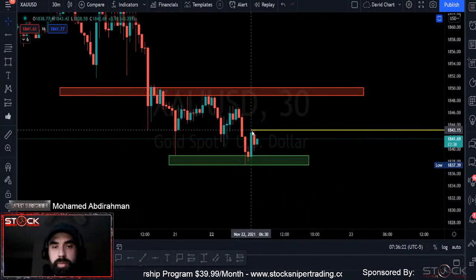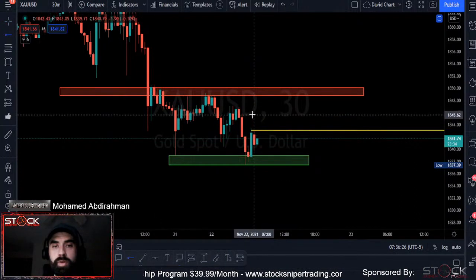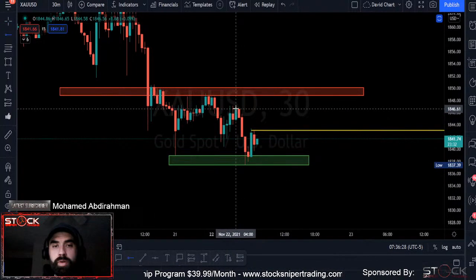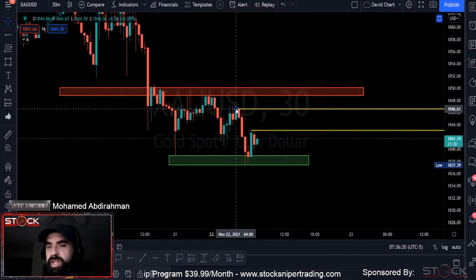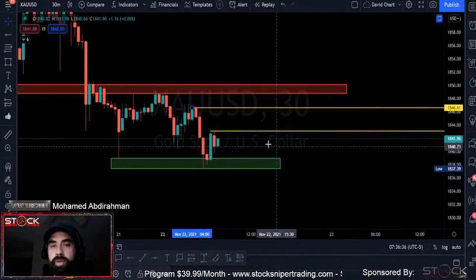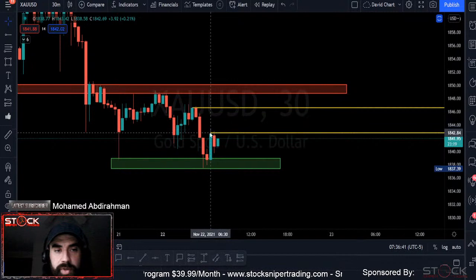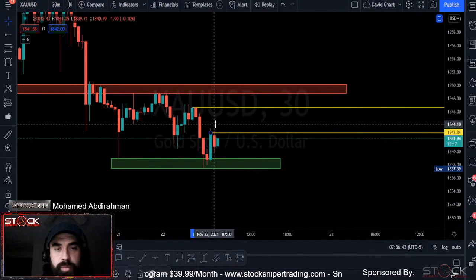Okay, tighten it up. Right there at 1846.5.6 right now. Okay, guys, gold is starting to push up here. All right, just want to make sure that we're getting the correct area for support and resistance.